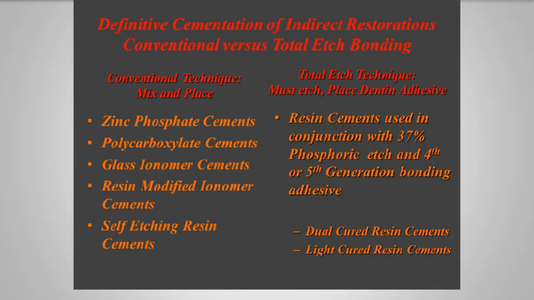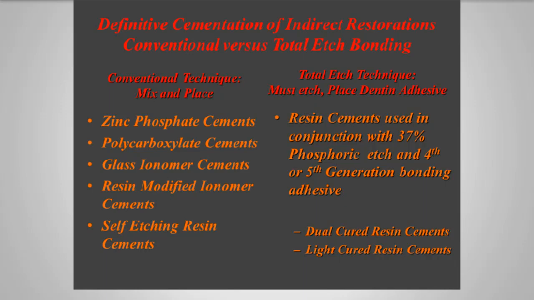Starting from the top, you see zinc phosphate cement, followed by polycarboxylate cement, then glass ionomer, resin modified ionomer, and finally self-etching. If we start at the top, it goes from 0 megapascals of bond strength to the highest bond strength with a conventional cement being in the self-etching realm, and those can vary anywhere from 10 to 15 to 18 megapascals of bond strength.